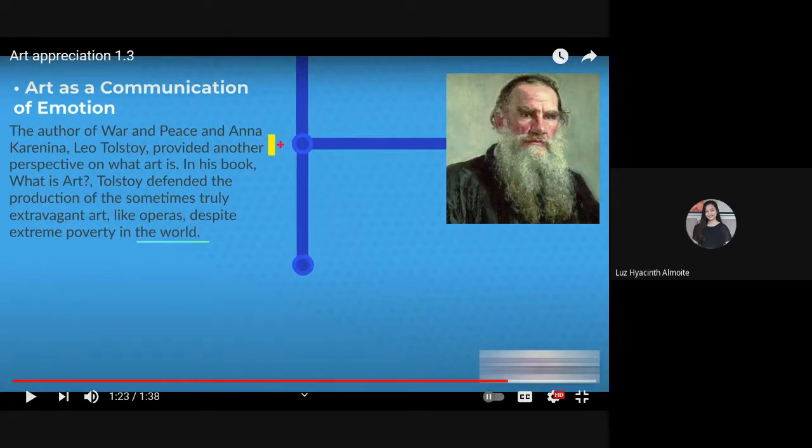Last, we have art in the eyes of Leo Tolstoy. He is the author of War and Peace and Anna Karenina. He provided another perspective of art in his book What Is Art? Tolstoy defended the production of sometimes truly extravagant art, like operas, despite extreme poverty in the world. For him, art plays a huge role in communicating to the audience the emotions that the artist previously experienced. Art then serves as a language or a form of communication device that articulates feelings and emotions that are otherwise unavailable to the audience.